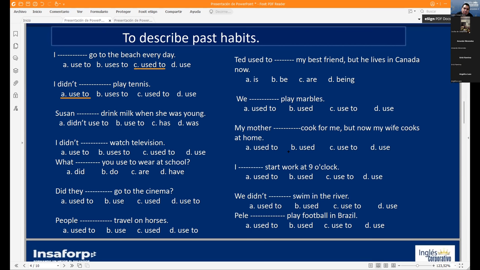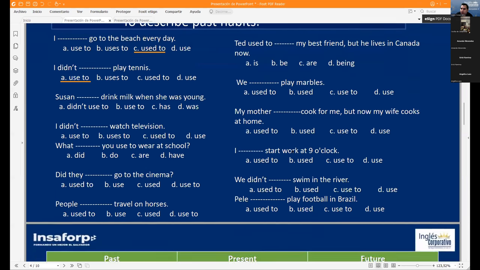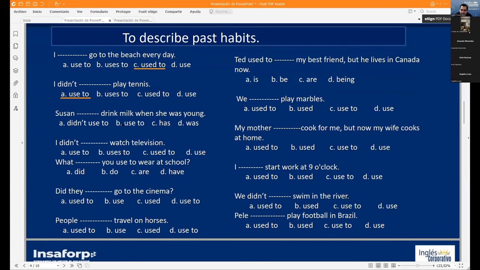Study the phrase carefully. What's the problem? The verb? The verb is wrong. It's in the present. Used. And it has to be what? Used to. We pronounce it used to. And it has a D. This one doesn't have a D. That is the only problem. So what's the correct answer? A. Exactly. Didn't used to drink milk. Susan didn't used to drink milk when she was young. Okay. What about the next one?